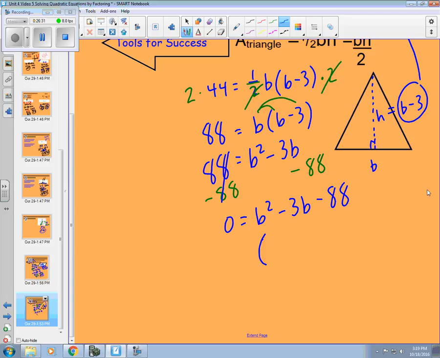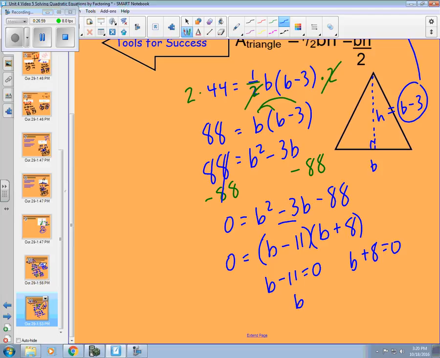Now we want to factor. We got b and b. What's going to multiply to 88 and add to 3? This one, if you think about 88, the easiest numbers that we know that go into 88 are 11 and 8. Can we get 3 from 11 and 8? Yep. We know we can get 3 from 11 and 8. Here we want the 11 negative, the 8 positive, because we got a negative 3 there. Now put them both equal to 0 and see what you get.